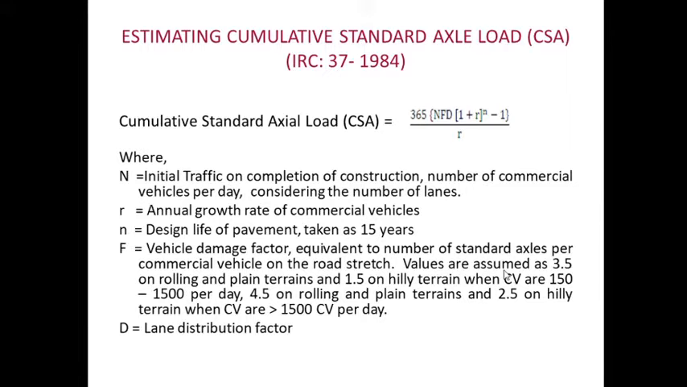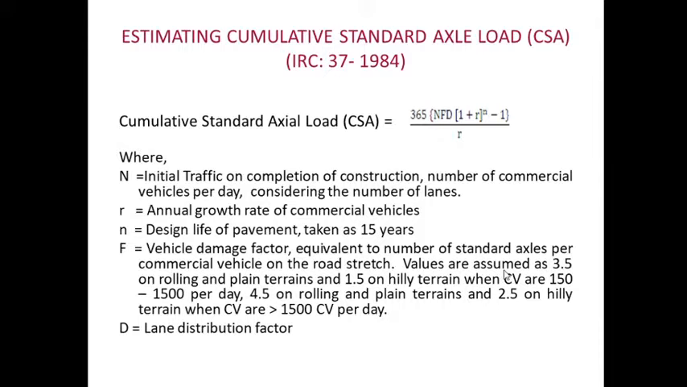Values are assumed as 3.5 on rolling and plain terrain. So the terrain can be classified as plain terrain, rolling terrain, mountainous terrain, and steep terrain based on the slope of the terrain. If the slope of the terrain is 0 to 10%, it is plain terrain, 10% to 25% is rolling terrain, 25 to 60% is mountainous terrain, and greater than 60% slope is called steep terrain.